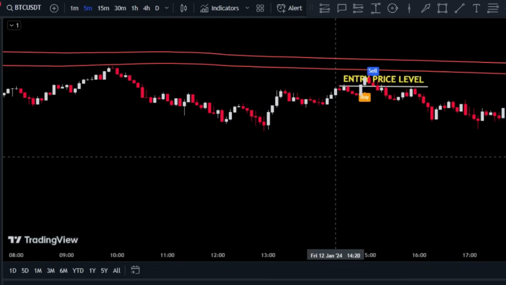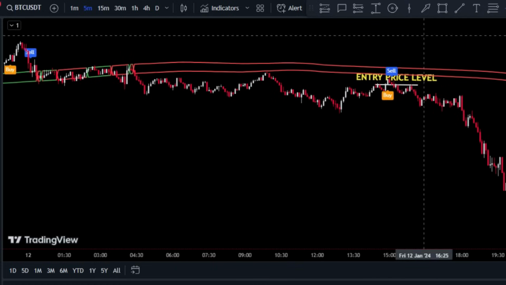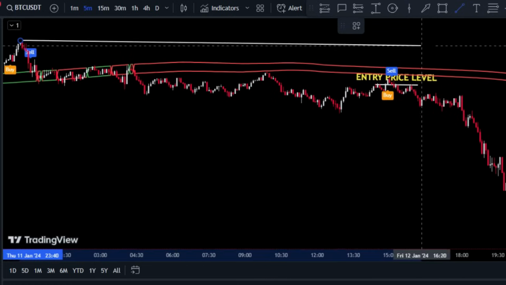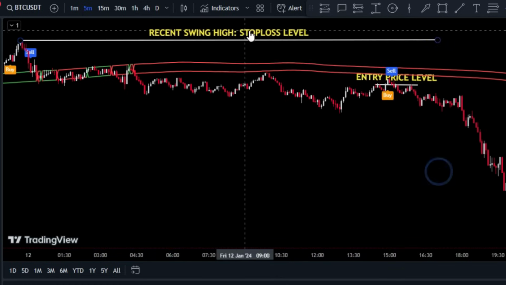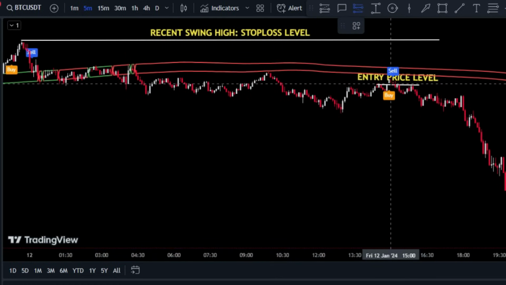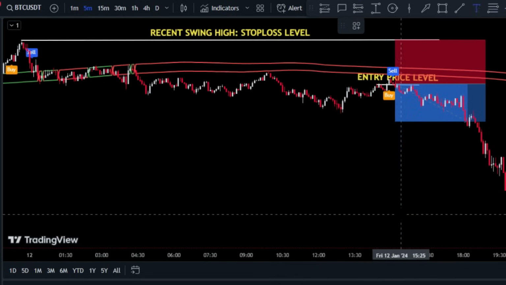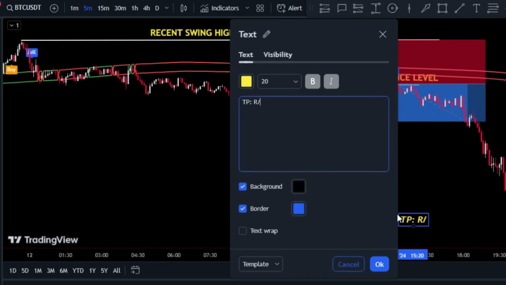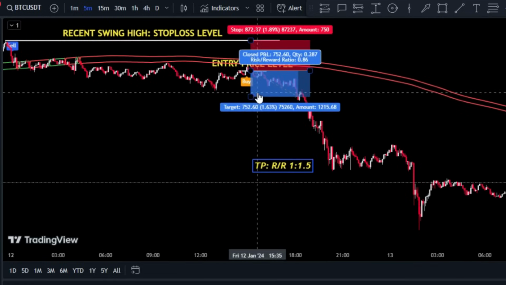And to effectively manage the trade, it's crucial to set a stop loss, which can be determined by looking at the recent swing high. Additionally, to maximize potential profits, consider using a risk-reward ratio of 1 to 1.5 when setting your target for exiting the trade.